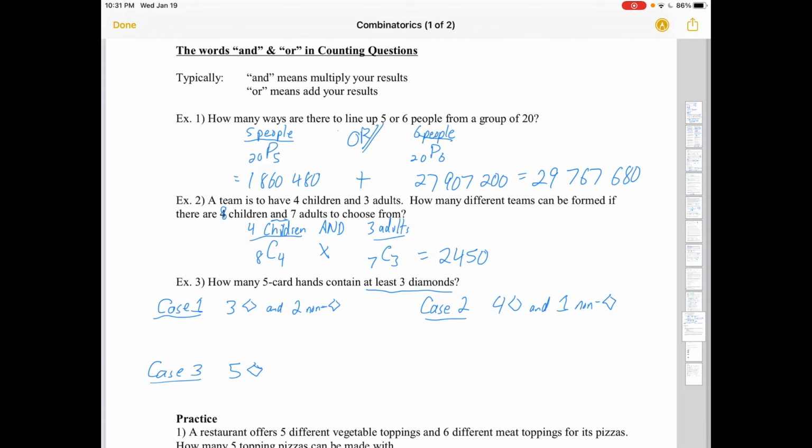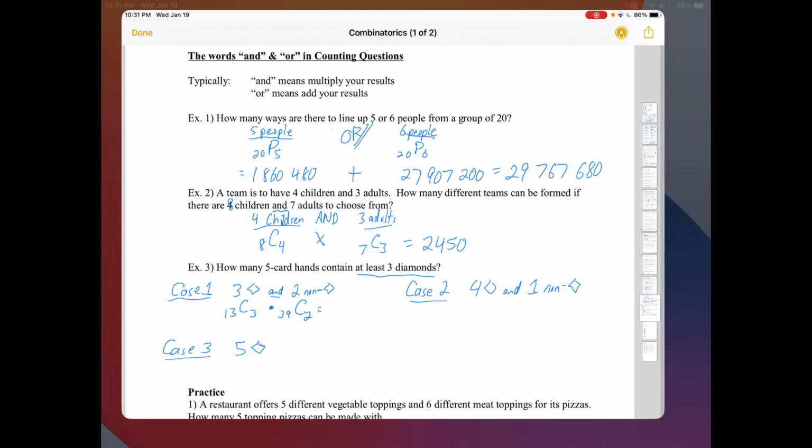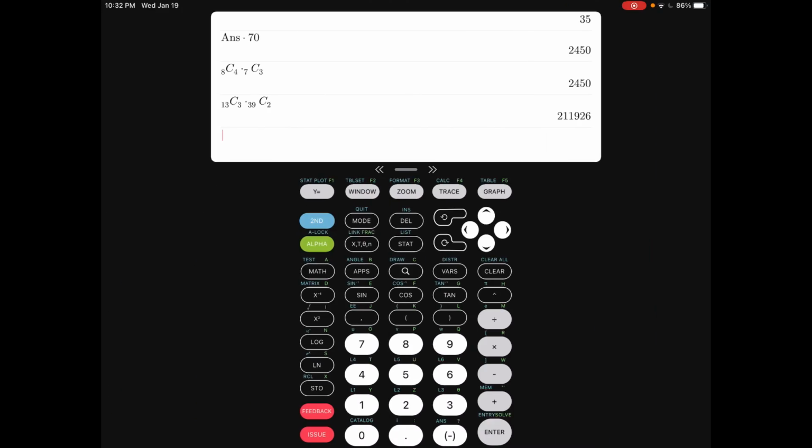Now, you may or may not know the card deck very well. There are 52 cards. Half of them are red, so 26 are red. Half of those red ones are diamonds, so there are 13 diamonds. Order doesn't matter, how you hold them in your hand. So this would be 13 choose 3, times, because it's "and," 2 non-diamonds. There are 39 non-diamonds in the deck, and you would choose 2 of them. We can head to the calculator and work that through. When we run it through, we'll get 211,926.